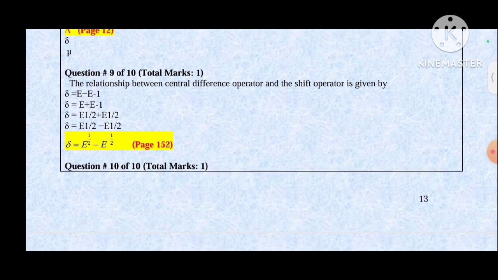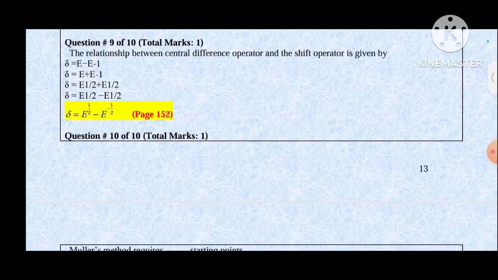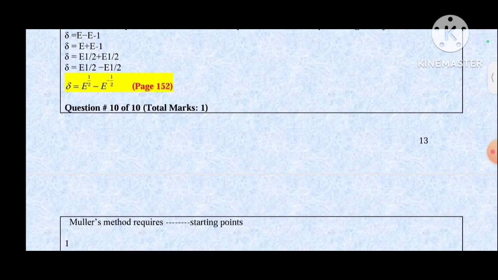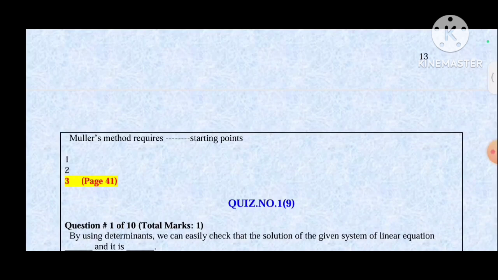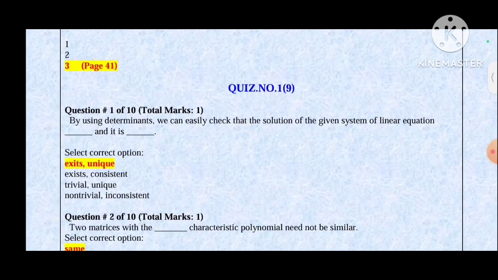The relationship between central difference operator and the shift operator is given by δ is equal to e to the power 1 by 2 minus e to the power minus 1 by 2. Muller's method requires dash starting points: 3.